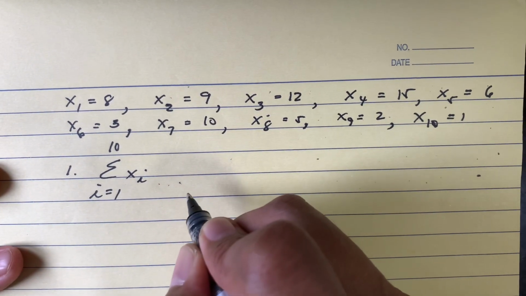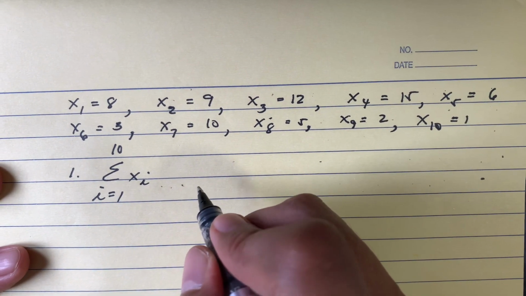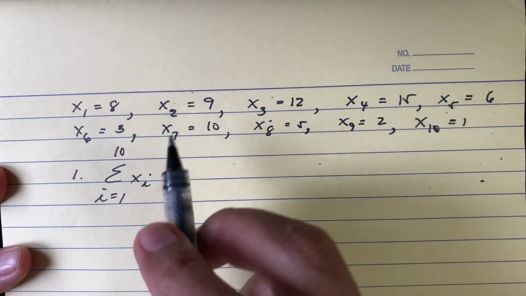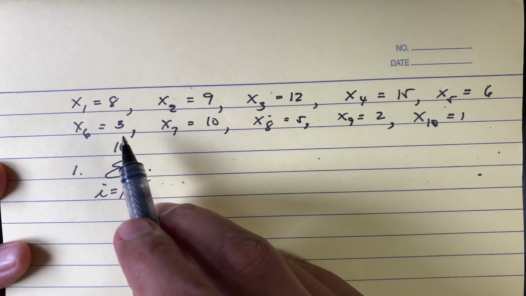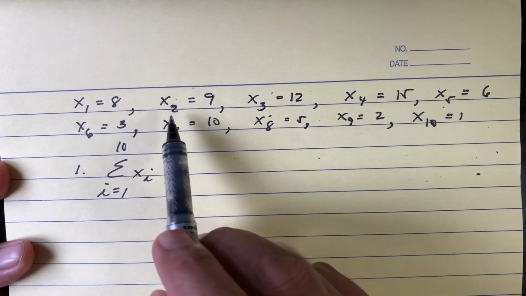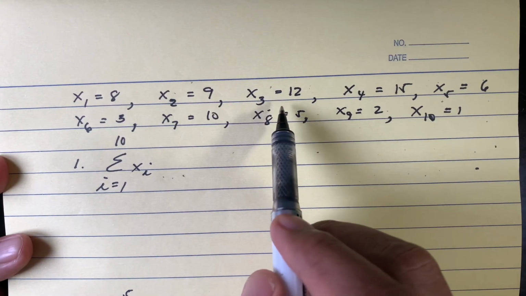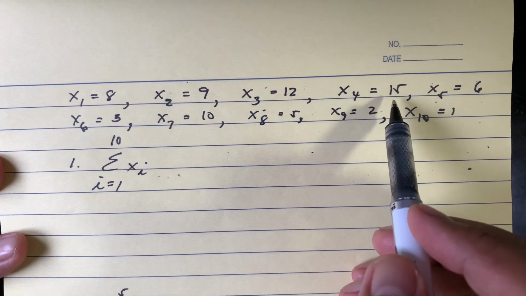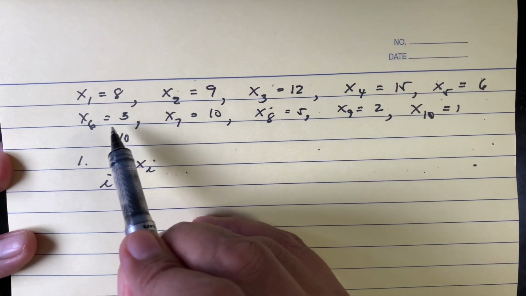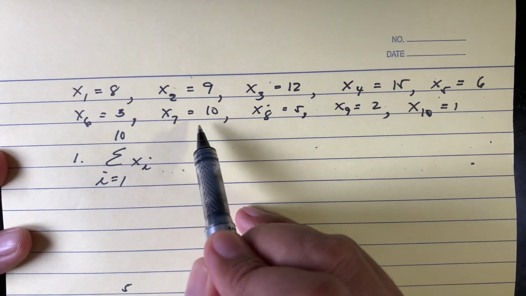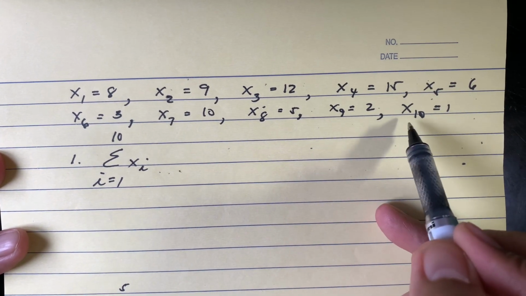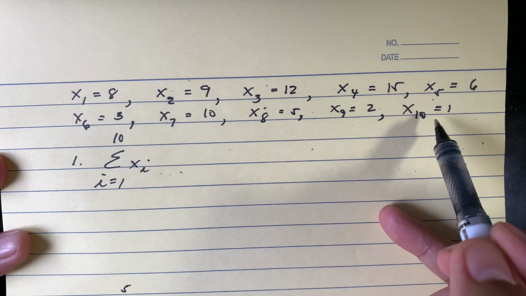Okay, so let's have another example of summation notation. This would be a different example because we have here a set of values for your terms. Given here, we have x sub 1 is equal to 8, x sub 2 is equal to 9, x sub 3 equals 12, x sub 4 equals 15, x sub 5 equals 6, x sub 6 equals 3, x sub 7 equals 10, x sub 8 equals 5, x sub 9 equals 2, and x sub 10 equals 1.